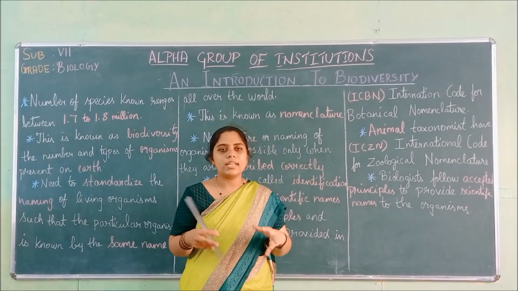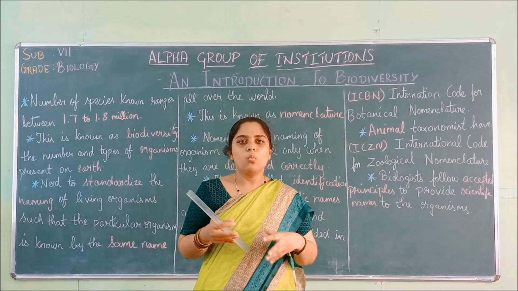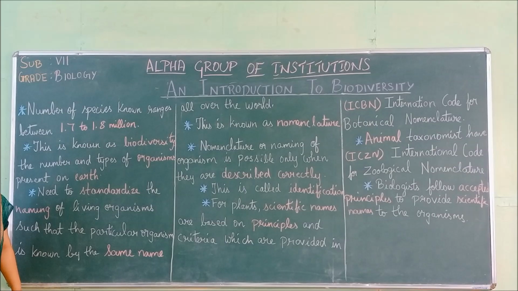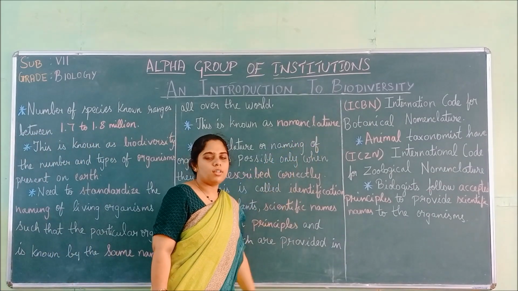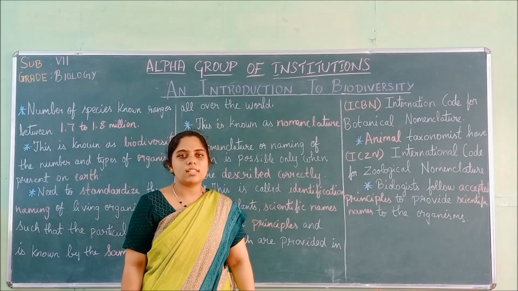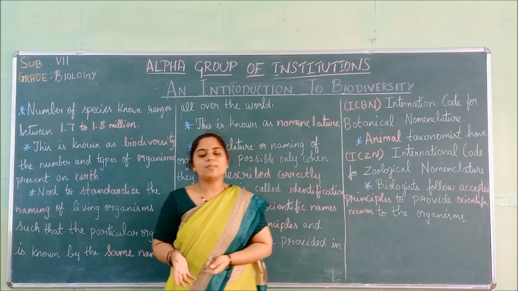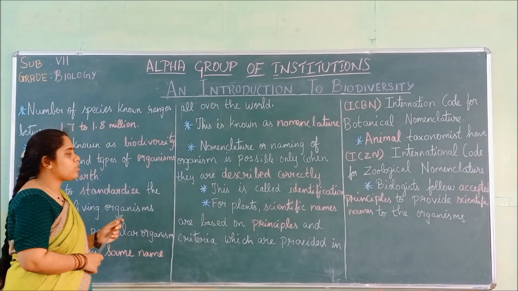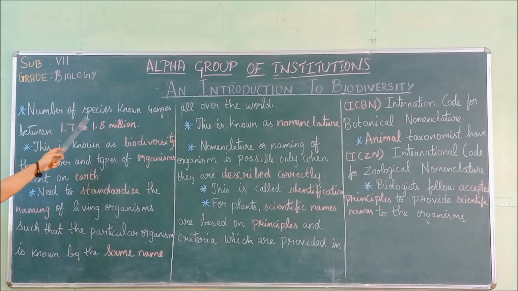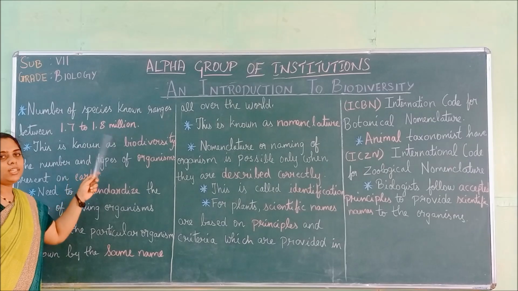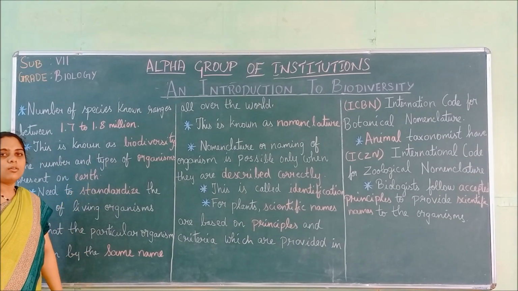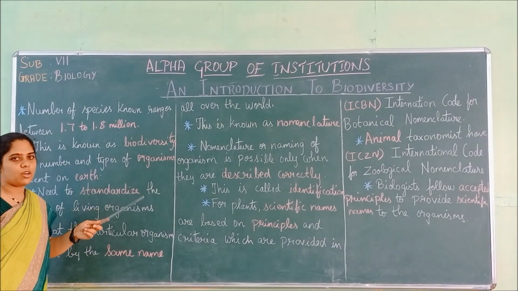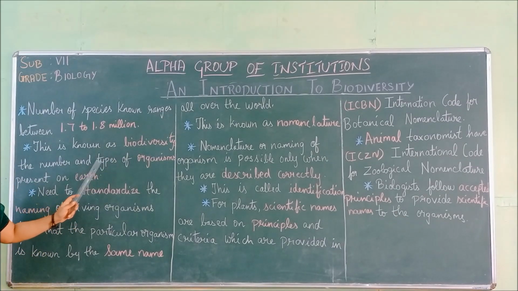So I hope you have got an idea about how the naming of organisms works. Now I am going to give you a short recap from the first. We first talked about what is biodiversity. Bio means all the living forms, all the living organisms. Diversity means different types of organisms. Studying about the different types of organisms is called biodiversity, and the number of known species ranges from 1.7 to 1.8 million. Why? Because different types of organisms are present, that is why it is called biodiversity. Biodiversity deals with the number and types of organisms present on the earth, and what the different types of organisms present on the earth are.